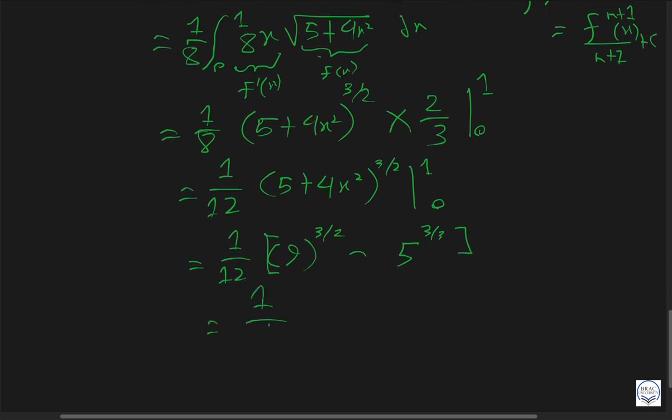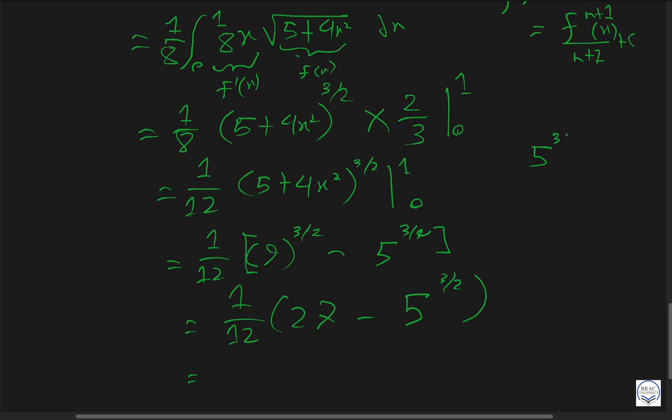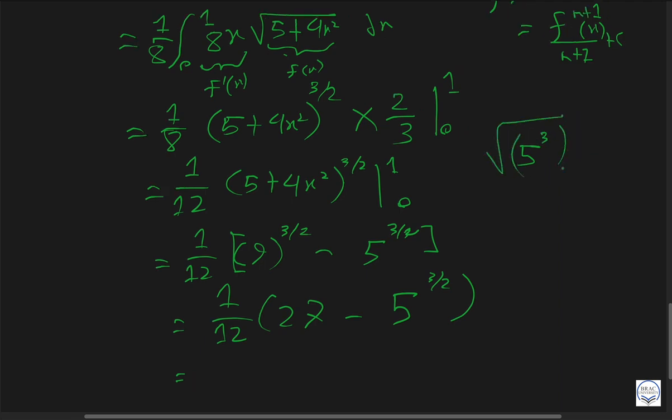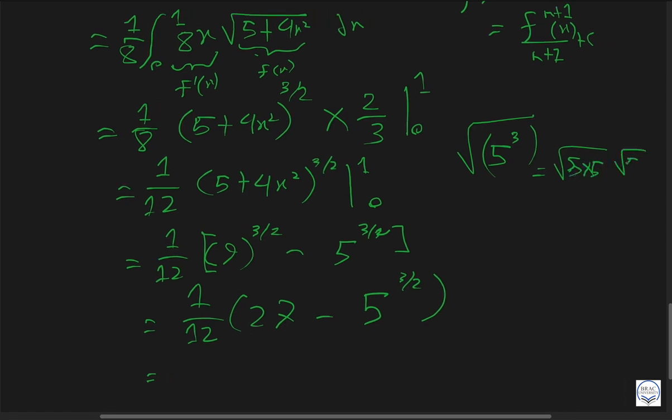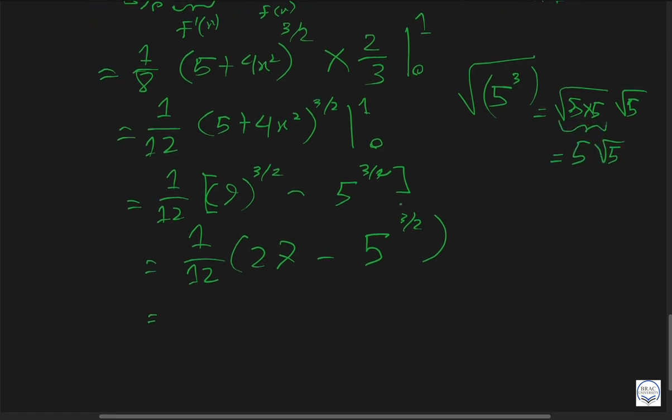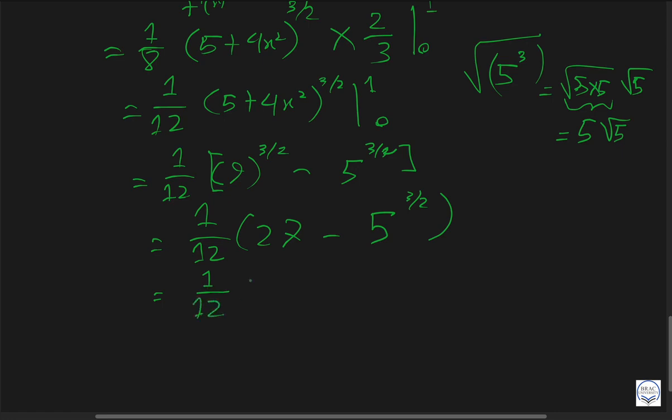I think this is our answer. We can take the square root here if we want. So we'll get 1 over 12. The square root of 9 is 3. 3 cubed is 27. So we've got 27 minus 5 to the power 3 over 2. 5 to the power 3 over 2 is the square root of 5 cubed, right? So we have 5 times 5, and then we have another 5, which means this is just 5 root 5. So it should be 1 over 12 times 27 minus 5 root 5.